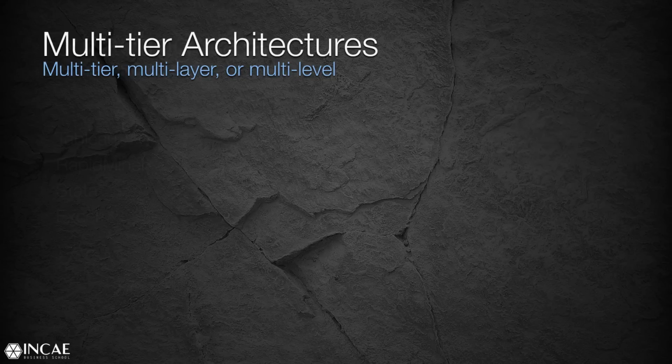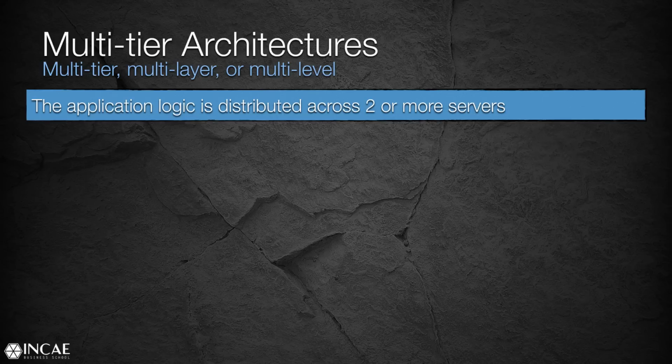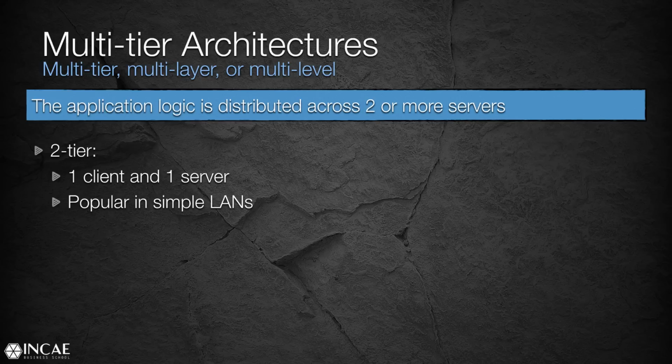So this is with the examples. Let's move on into more complex multi-tier architectures. So far we've only had a client connect to a server, but we could have a client interacting with two or more servers in what we call multi-tier architectures. Now, before we get into the complex architectures, let's recap the two-tier architectures that we've already seen and that are quite popular in simple local area networks.